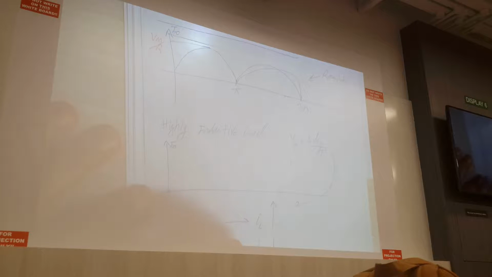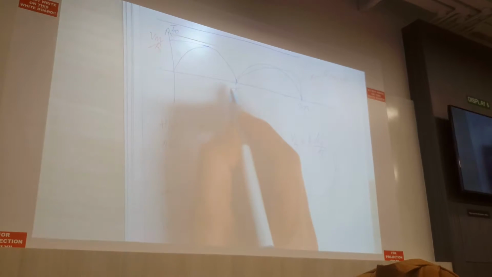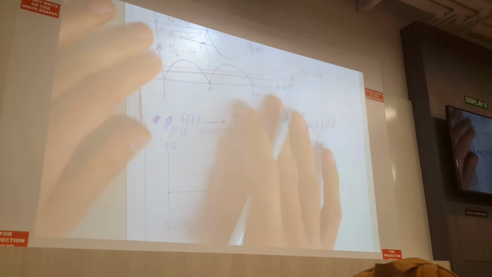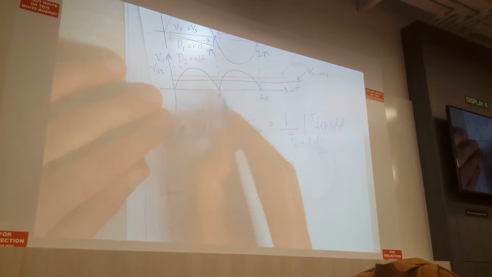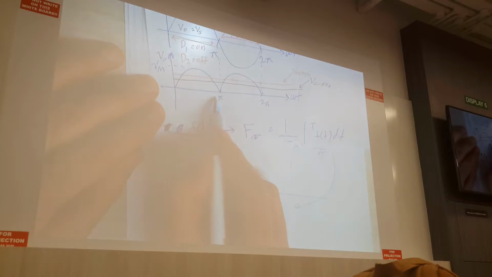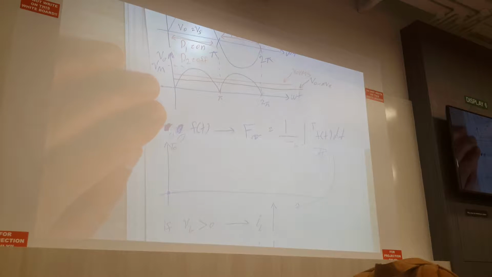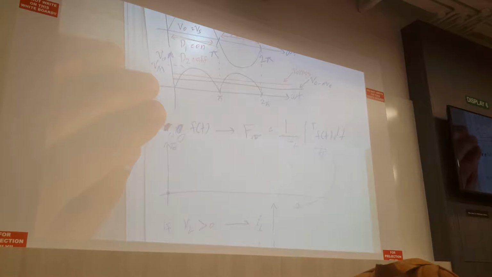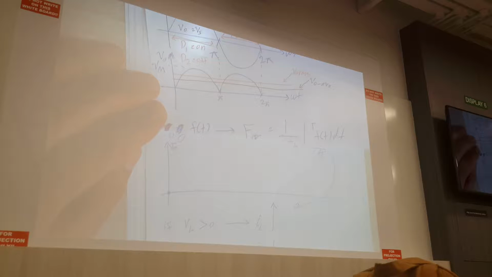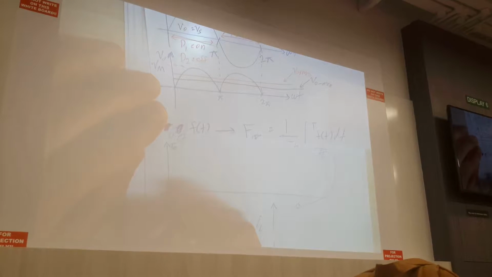I assume that at the initial point the current is 0. From here to here, you see this voltage. From 0 to pi, the voltage is positive, right? So what happens? The current of the inductor will increase, from whatever it was, from 0, it will increase.